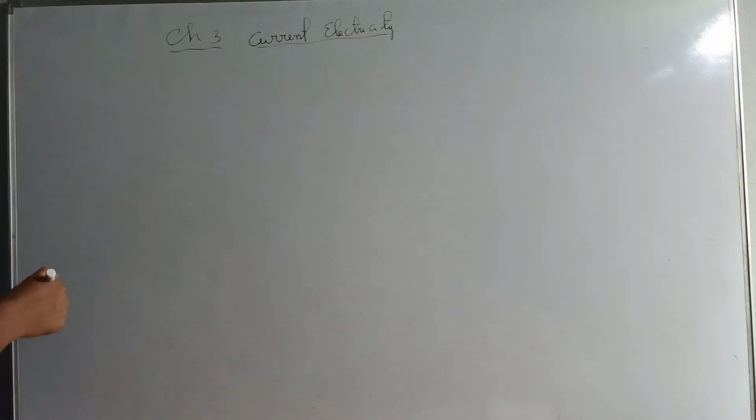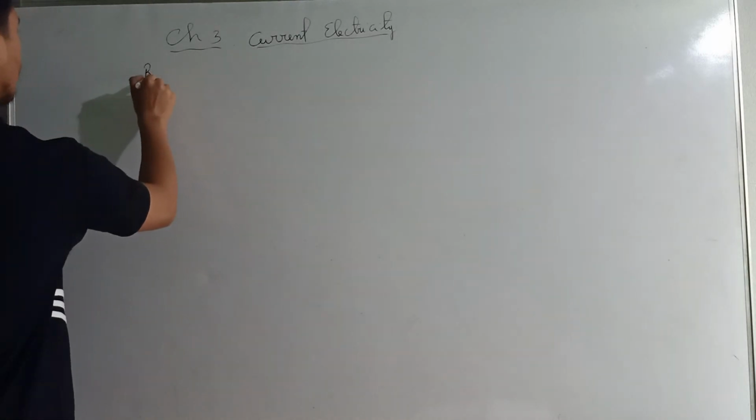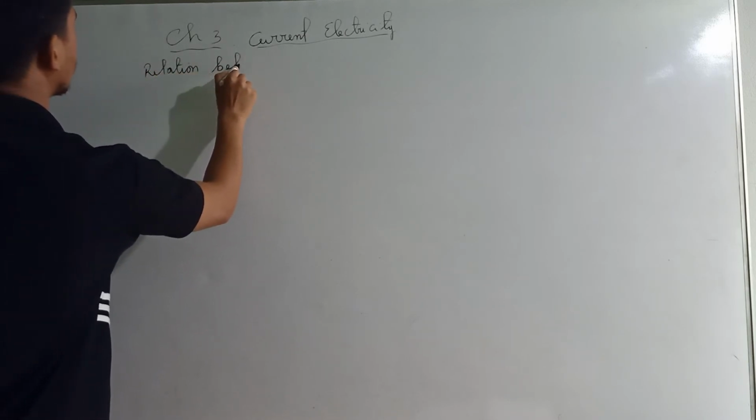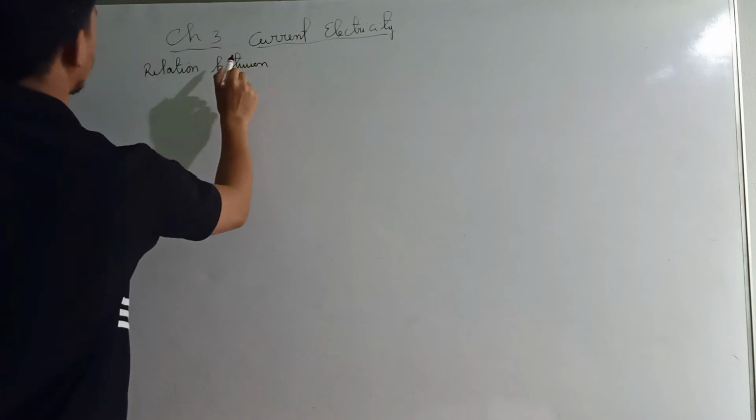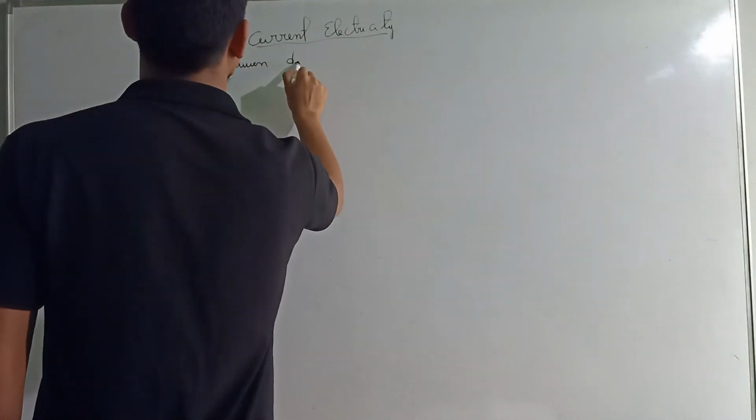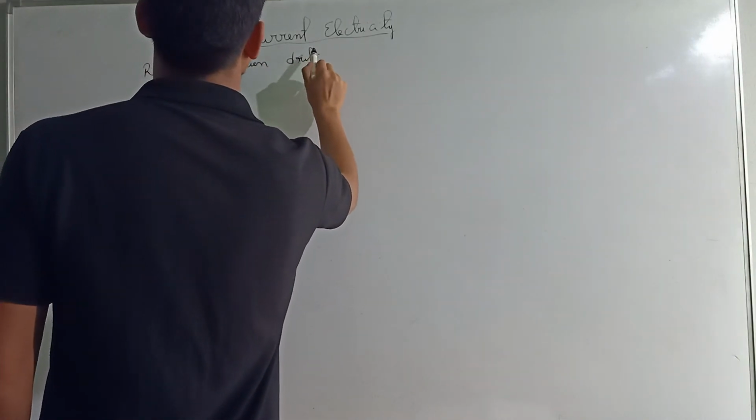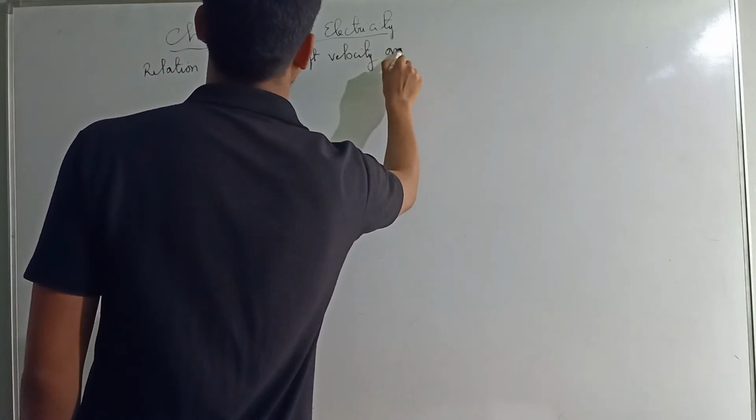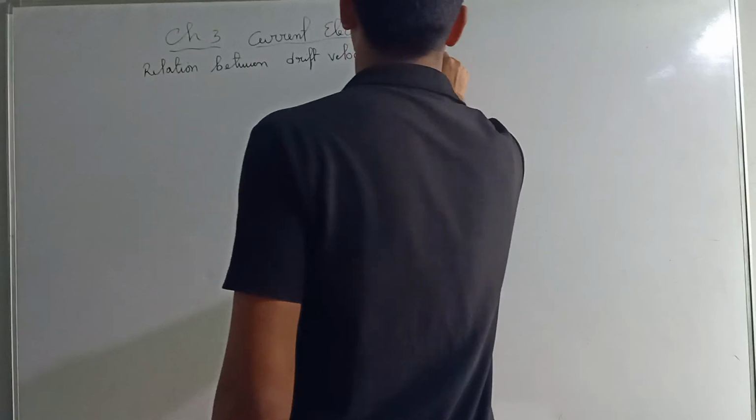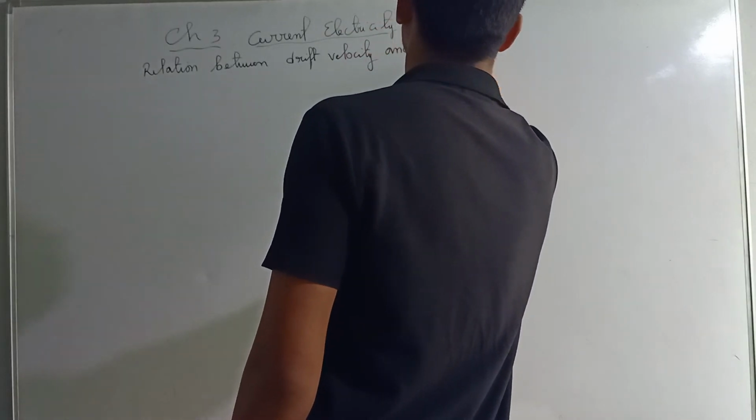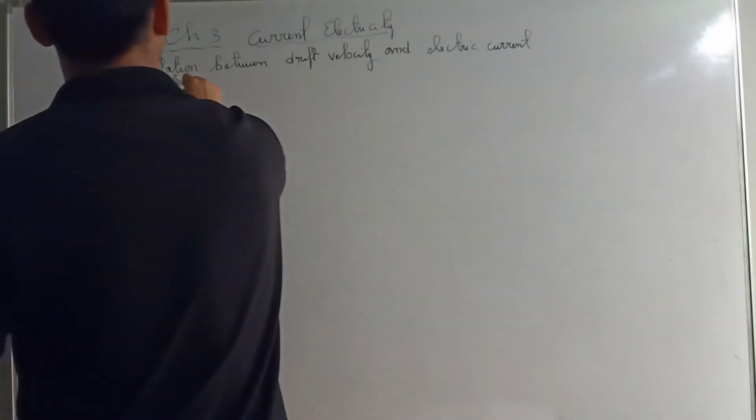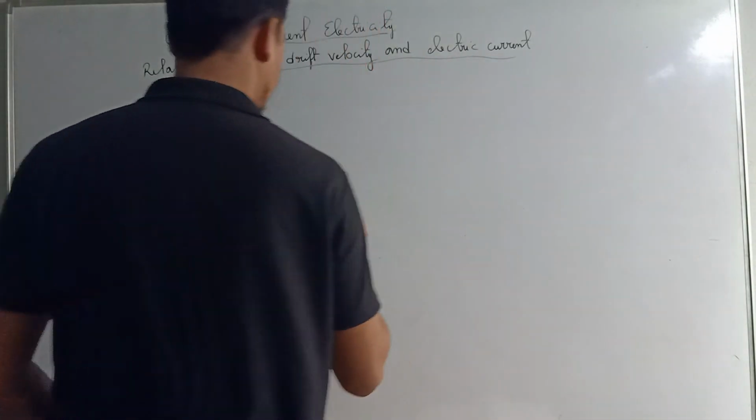So now we'll derive a relation between drift velocity and electric current. Relation between drift velocity and electric current.